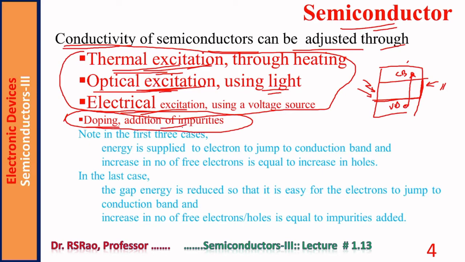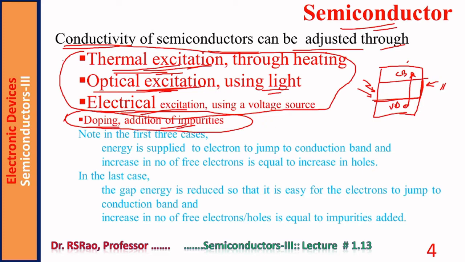Now, the last one, doping. In doping, in terms of the energy band diagram, allowed energy levels are created either below the conduction band or above the valence band edges. It facilitates more and more electrons jumping from the valence band to the conduction band, raising the conductivity. Doping can also be understood in another way. Doping generates free electrons or holes, depending upon the type of impurities. When electrons are created, holes are created, naturally conductivity goes up. This is another way of changing the conductivity.